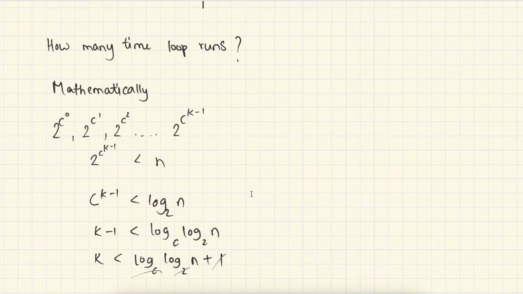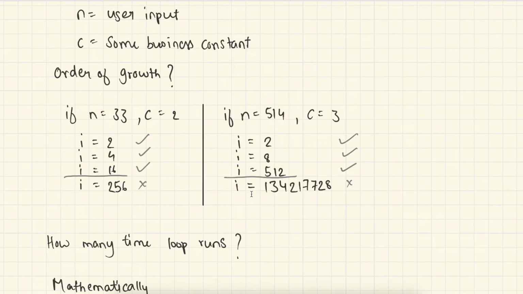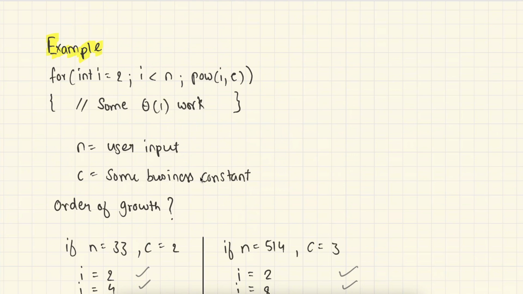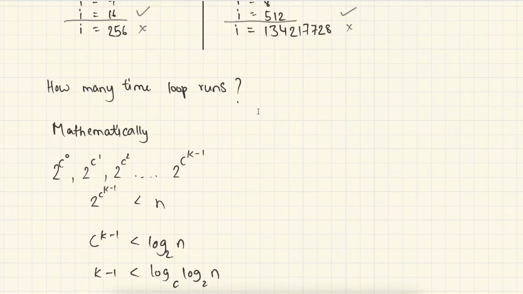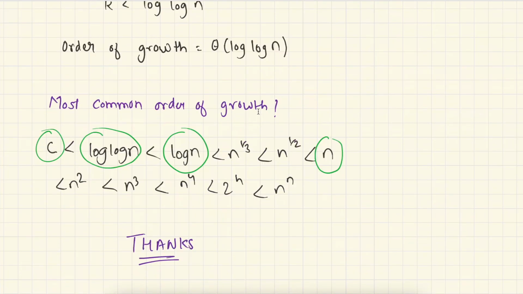Isn't it really interesting? The order of growth of this for loop is really slow. Let me show you some common orders of growth. These are some common orders of growth, arranged in increasing order. It means the order of growth of constant is less than log log n, the order of growth of log log n is less than log n, and the order of growth of log n is less than n.